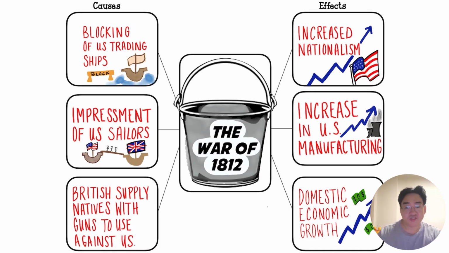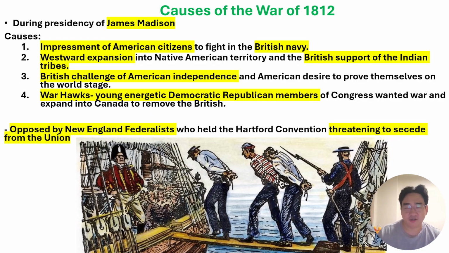I want you to pause this and read this. These are the causes of the war and the effects. So even though America got its independence from Great Britain, it defeated Britain in the Revolutionary War by 1783, there is still rising tension from the 1780s all the way up until 1812.